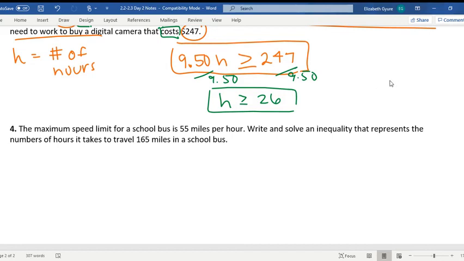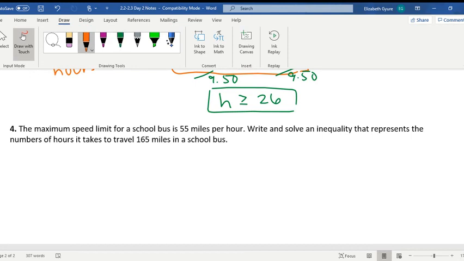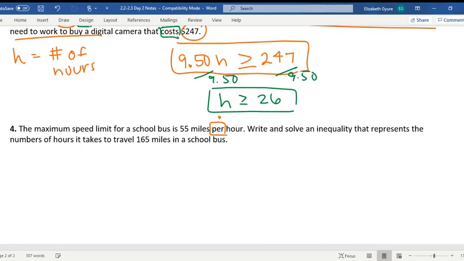So number 4, the maximum speed limit for a school bus is 55 miles per hour. Write and solve an inequality that represents the number of hours it takes to travel 165 miles in a school bus. So let's figure out our math action words, or our numbers, whichever. Alex? Per. Yeah. Per means times. Asia? The maximum speed. Yeah, okay.